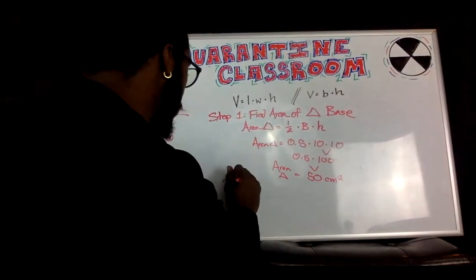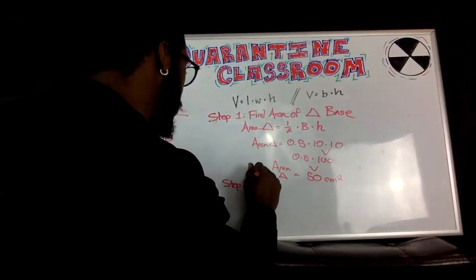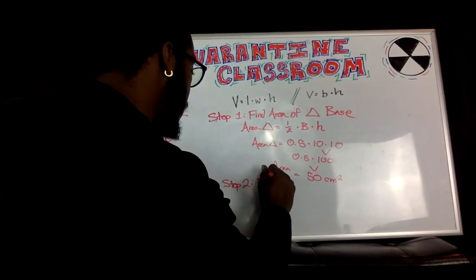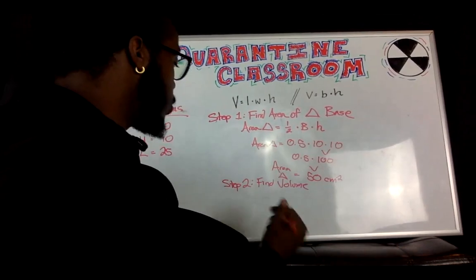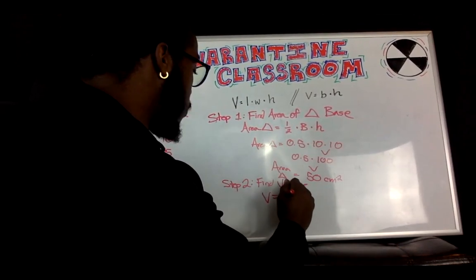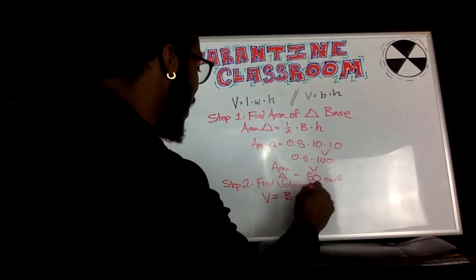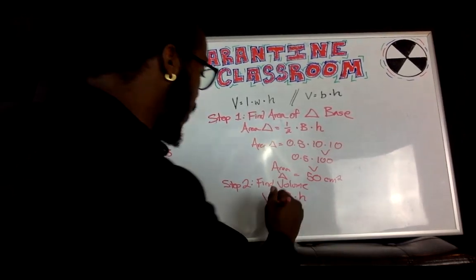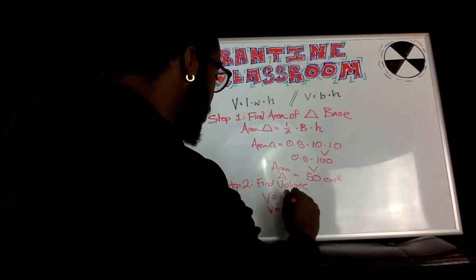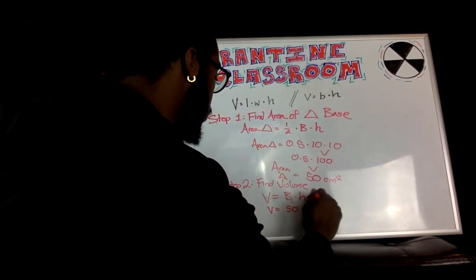And so then step 2, find volume. We do that using our formula, volume equals base times height. Our height, or our length, if you will, is 25. So when we plug this in, it's going to be 50 times 25.